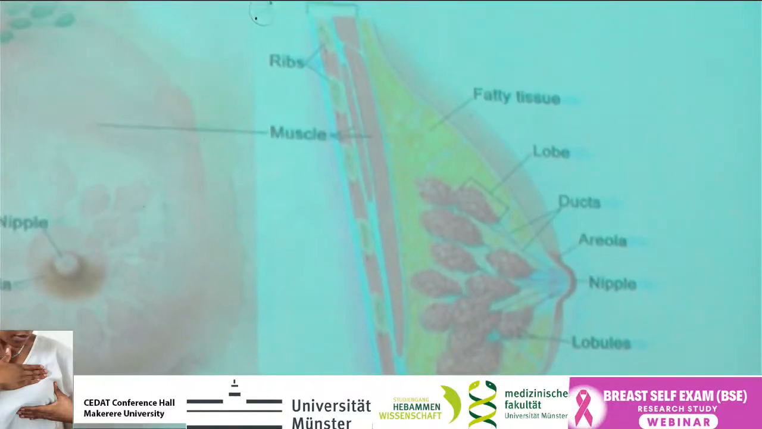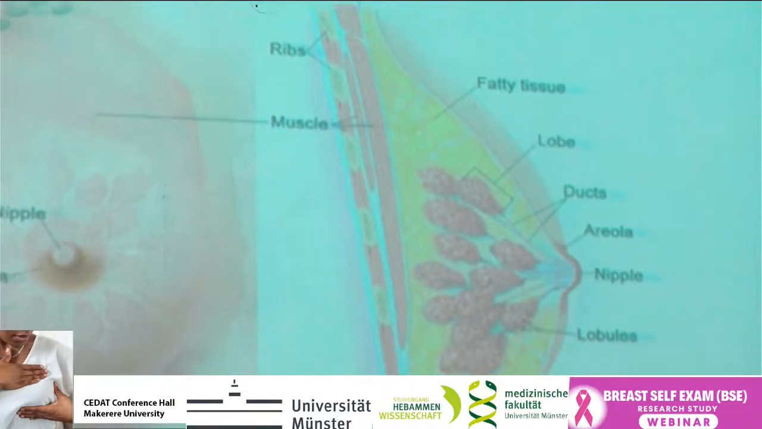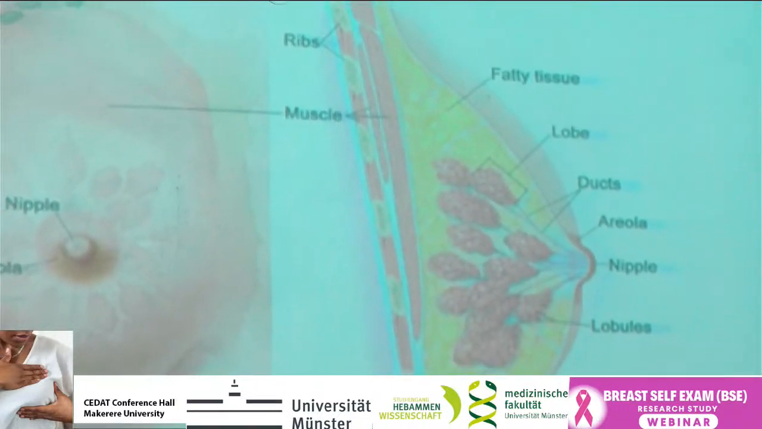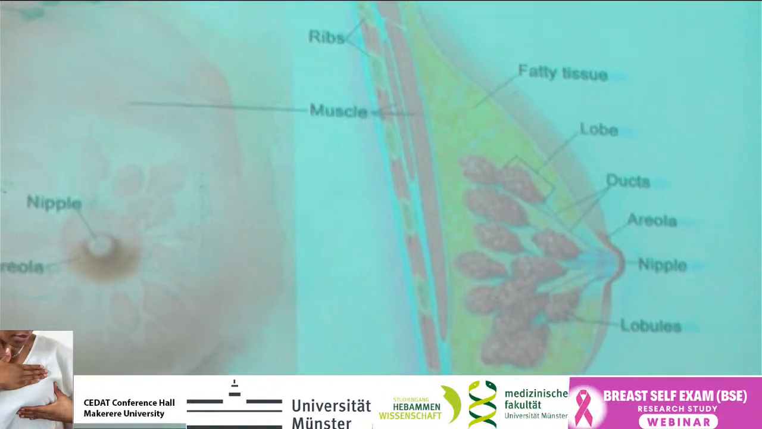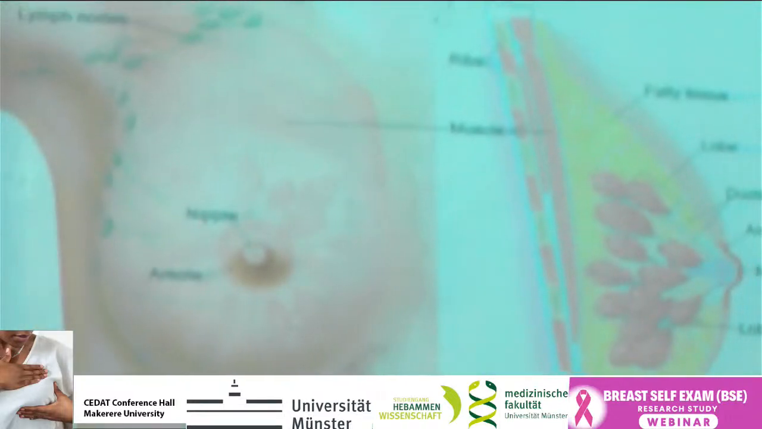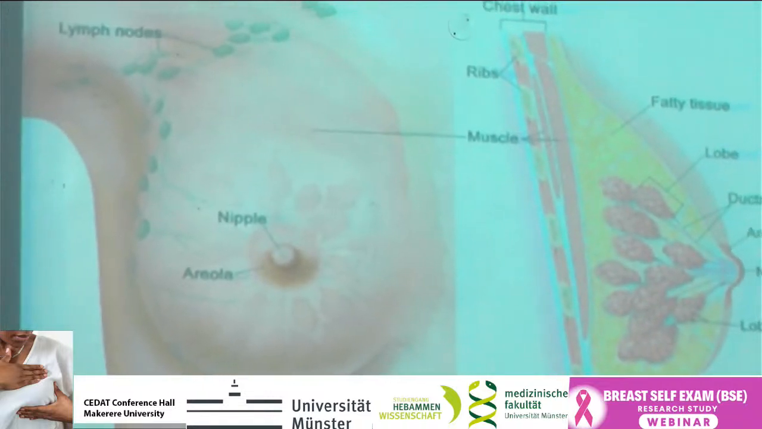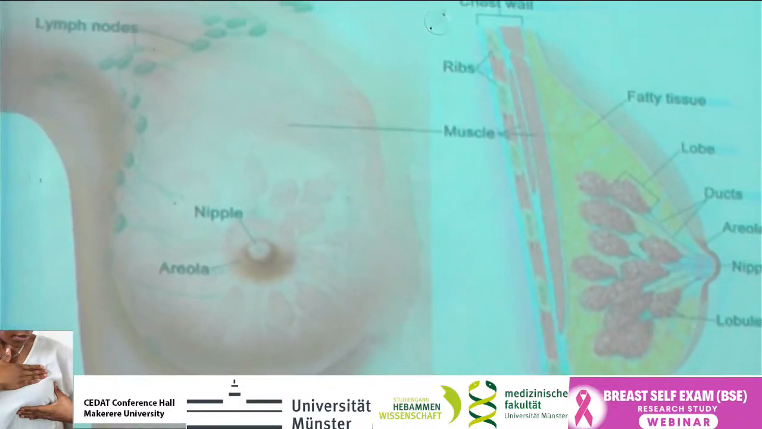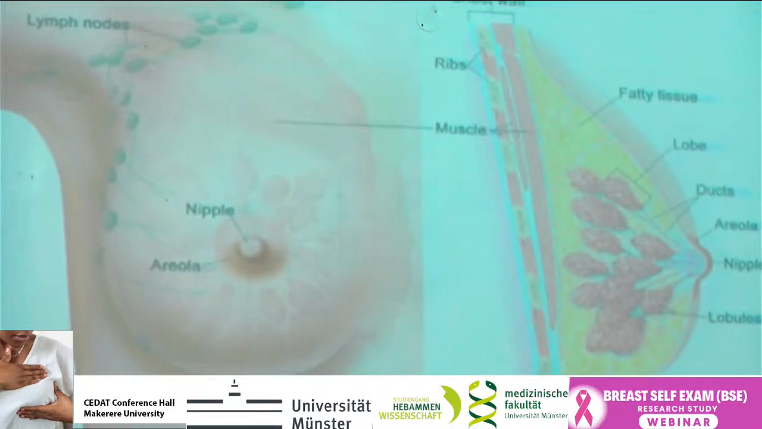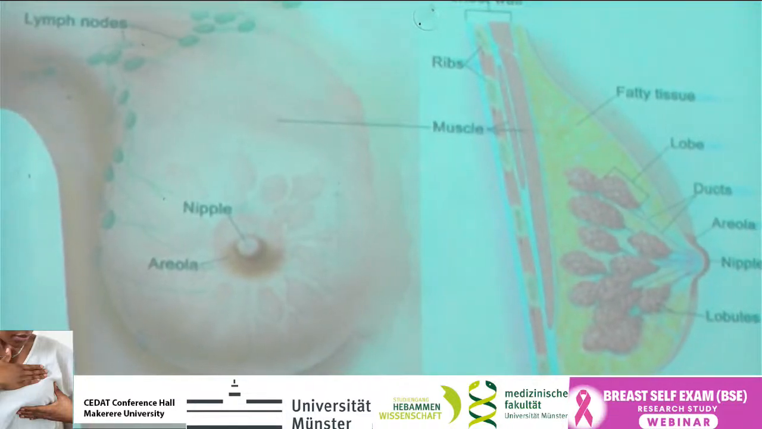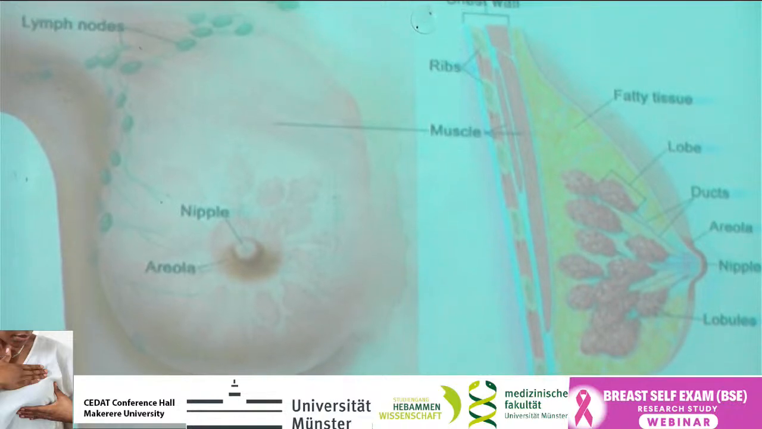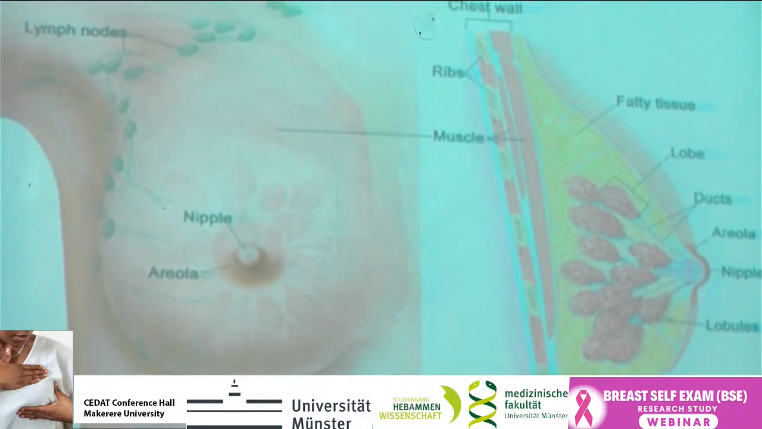On the other side, we can see the lymph nodes. These are very important structures for the breast. And when we are looking at examination of the breast, these are also going to be very important and relevant. The lymph nodes run from the nipple to the neck and to the axilla, and then run downward.